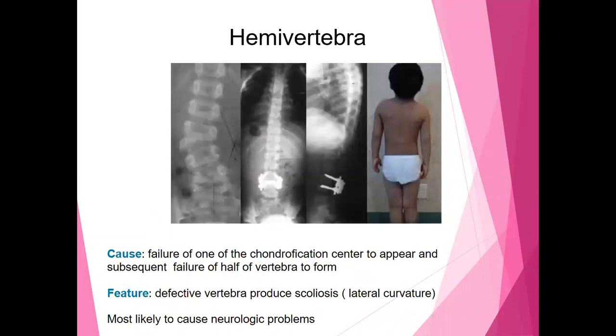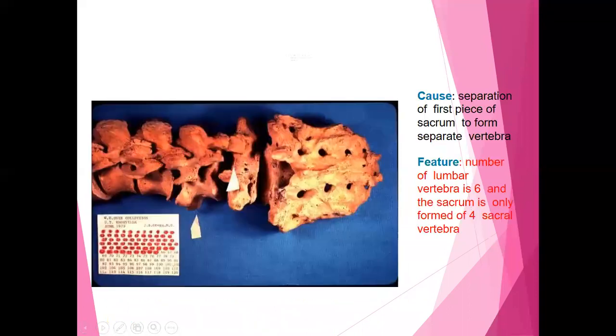Then there is hemivertebra. As I have already told you, each vertebra is formed half from one side and half from the other side. So if one side fails, that side will be defective and we would have a half vertebra, which is called the hemivertebra. And what will happen? Definitely the nervous tissue would be affected on that side.